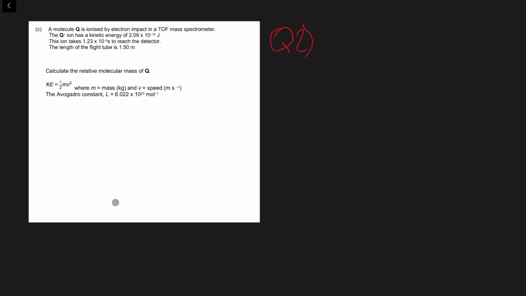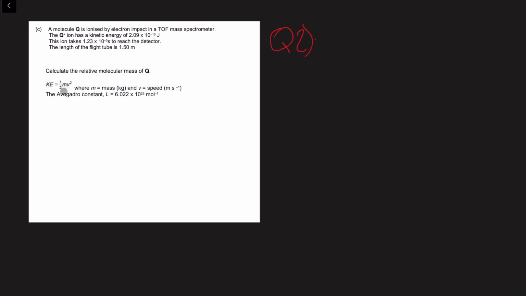Right then, so the question says a molecule Q is ionized by electron impact in a time of flight mass spectrometer. The Q plus ion has a kinetic energy of 2.09 times 10 to the minus 15 joules. This ion takes 1.23 times 10 to the minus 5 seconds to reach the detector. The length of the flight tube is 1.50 meters. And the question wants us to calculate the relative molecular mass of Q. Obviously use this equation and the other two equations we talked about.